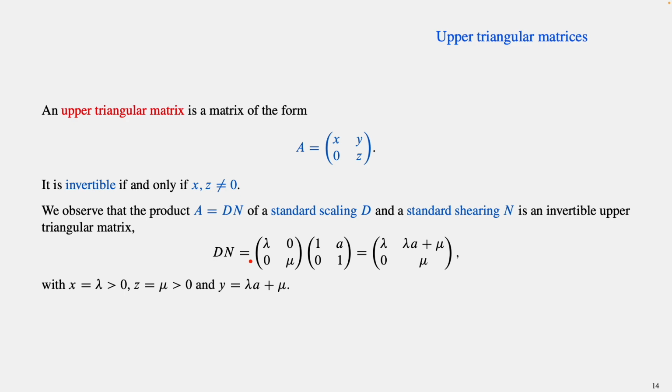We just do the computation to see that. So the standard scaling is a matrix of this form with diagonal entries lambda and mu. And the standard shearing is in fact a special type of upper triangular matrix, a so-called strict upper triangular matrix, because it has only ones on the diagonal and some possible non-zero entry above the diagonal. And if you multiply these two, you get a matrix of this shape here. The diagonal entries stay the same, and as the upper entry you obtain lambda times a plus mu. And with the entry x here being lambda, strictly greater than 0 because it's a standard scaling, and similarly mu being equal to this entry z, then strictly greater than 0, and y obviously is then this entry here.